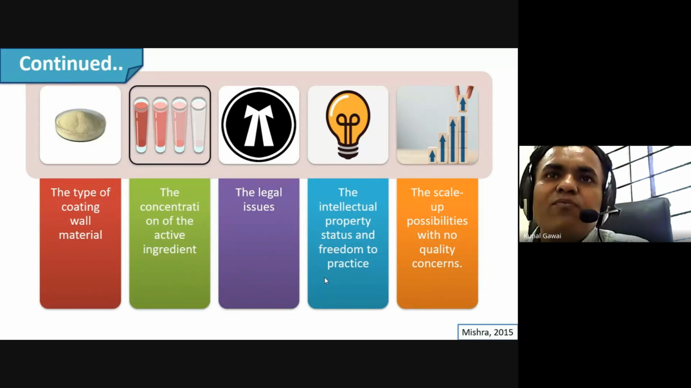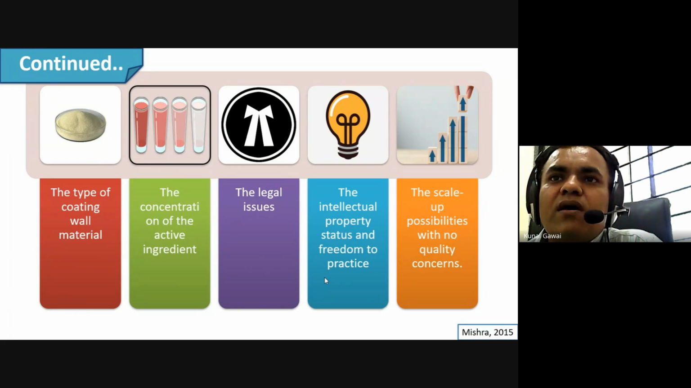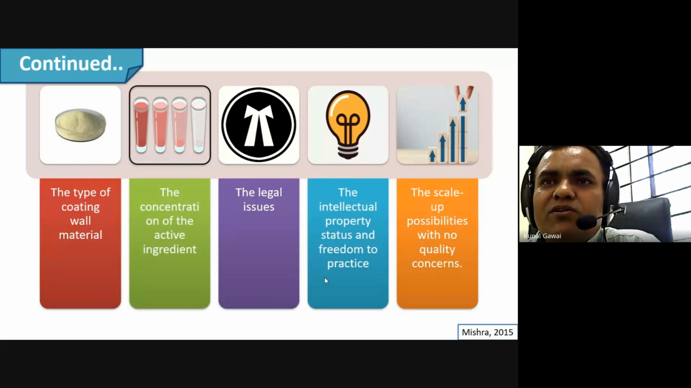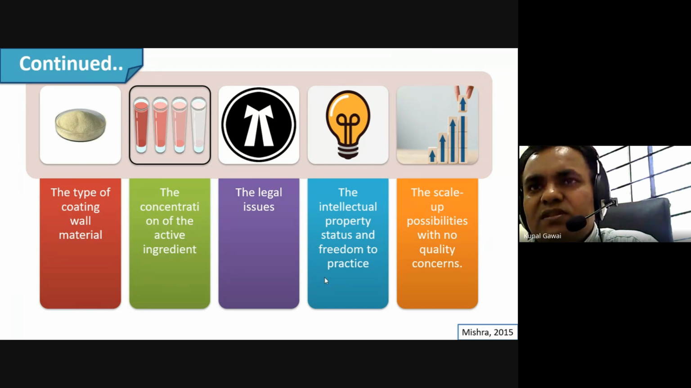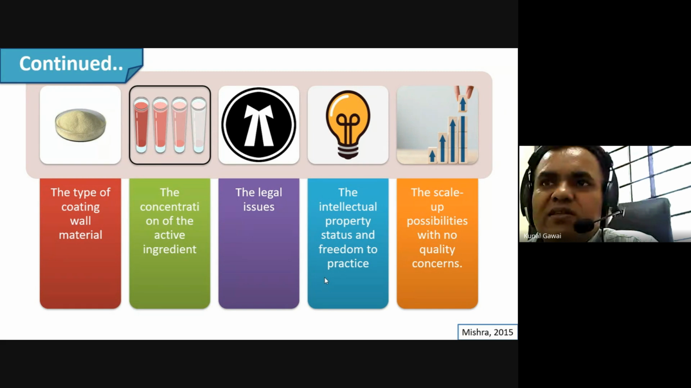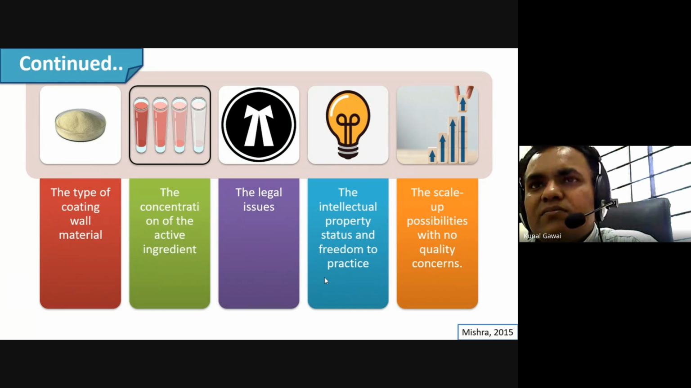So the type of coating material, then the concentration of active ingredients is also important, because as per regulation or guideline, it should not be in excess or under. It should be in a proper concentration, reaching within that specific range, and able to give that health benefit. Again, legal issues are associated with that, and we have to choose on the basis of the intellectual property status and freedom to use. And finally the scale up possibility with no quality concern. If everything goes well, then we can produce in mass production, and then finally we can perform any trial or any claim regarding this microencapsulated material.